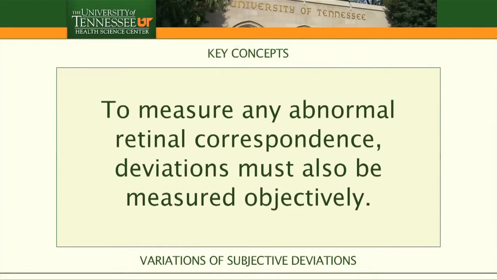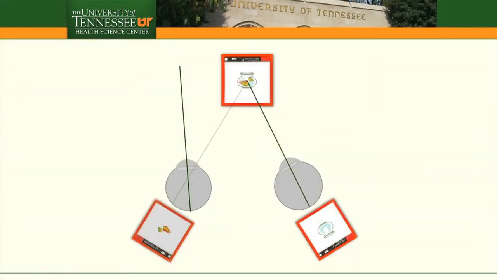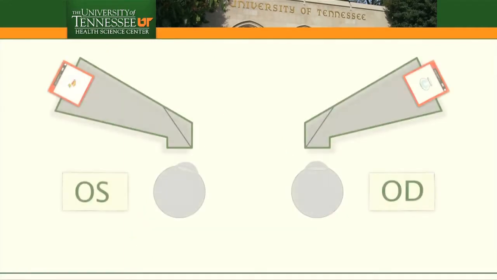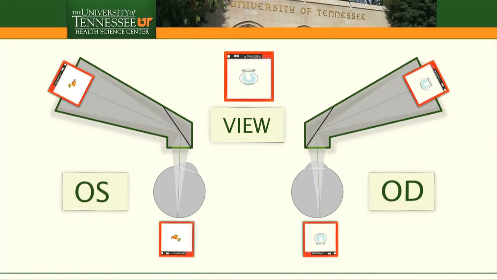To detect and measure any abnormal retinal correspondence, deviations must also be measured objectively. The size of abnormal retinal correspondence is the difference between full objective and full subjective deviations. On the troposcope, the subjective deviation would now be 0. The fish would be seen in the bowl without any need for a subjective adjustment by the person. However, the objective deviation, in this case, would still be observed as an ESO deviation.